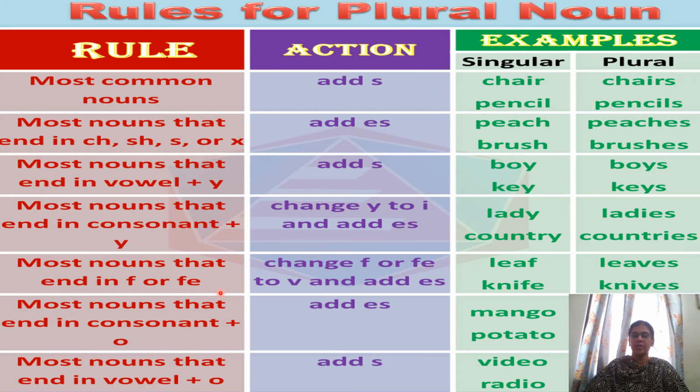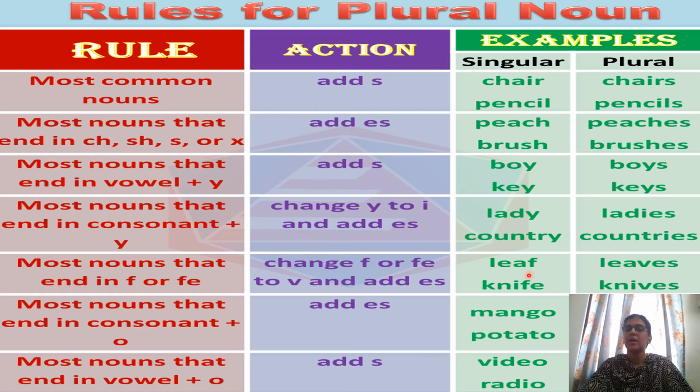Next is most nouns that end in F or FE. So when the last letters of your noun are F or FE, then in those cases, what do we do? We change the F or FE to V and then we add ES. So you take out the last F, you remove it and instead you add a V, and then you add ES.